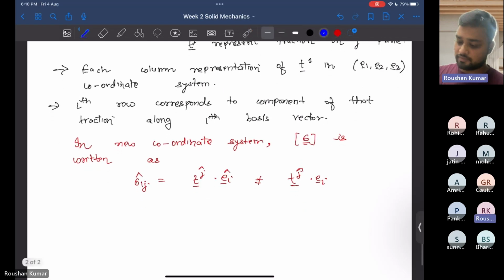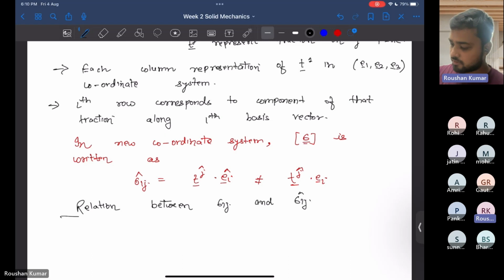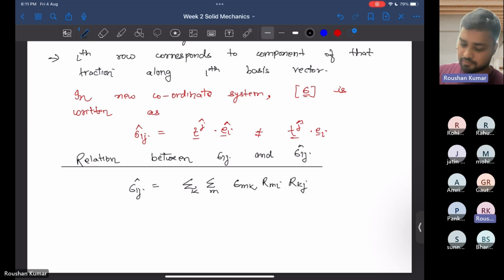So it is given by the relation between sigma ij and sigma ij hat. It is given by sigma ij is equal to summation over k, summation over m, sigma hat mk rmi rkj. So in indices form, it can be written in this way.